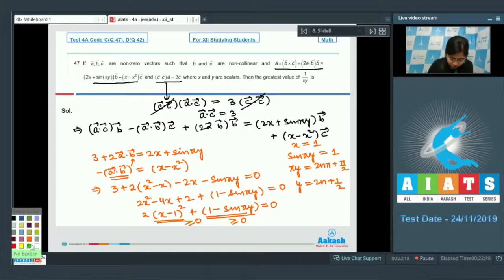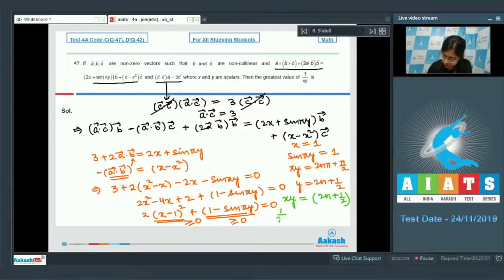Now we have to talk about the value of xy. So x is equal to 1 and y is 2n plus half. So the value of 1 upon xy is equal to 2 divided by 4n plus 1. Now we have to talk about the greatest value of this. Its greatest value will be obtained when the denominator is minimum, and that will be minimum when n is definitely equal to 0. So the value is equal to 2. So 2 is our required answer.